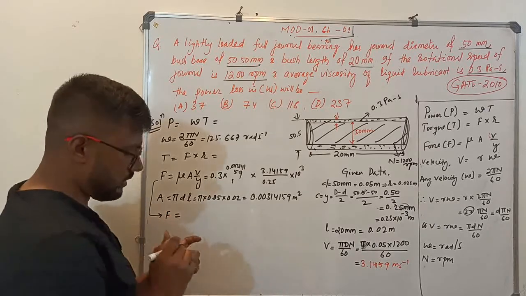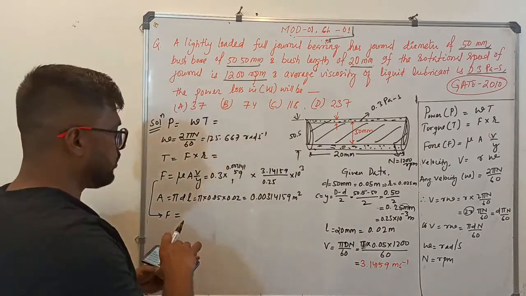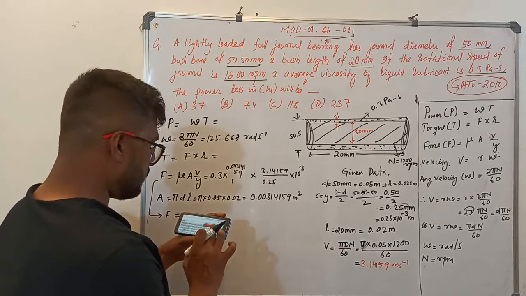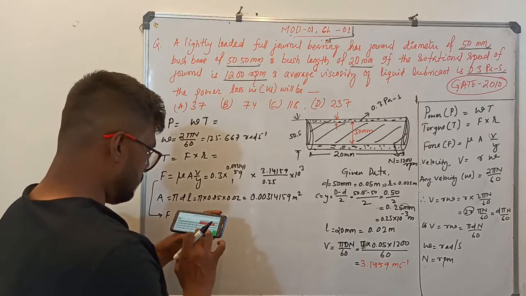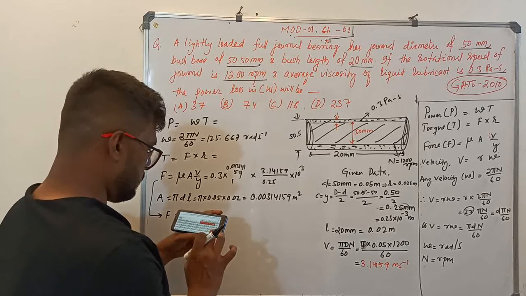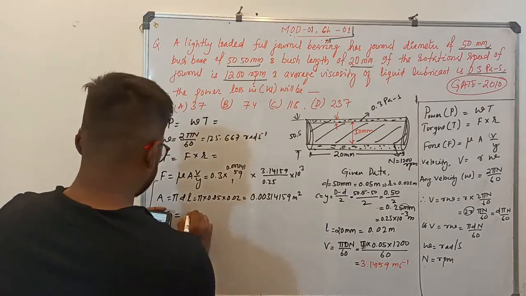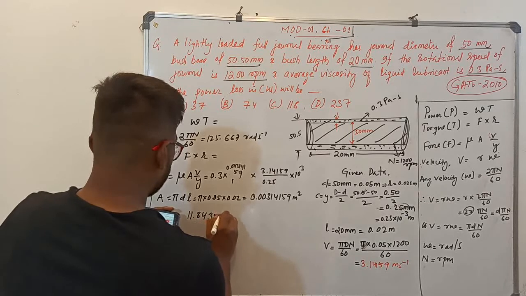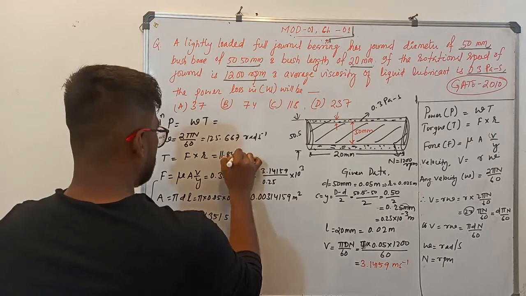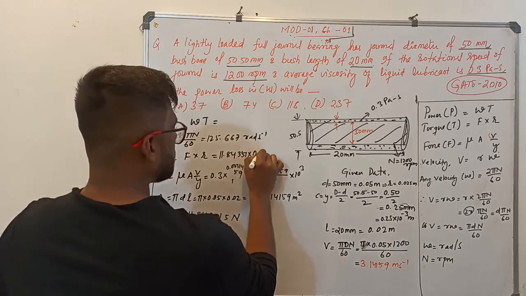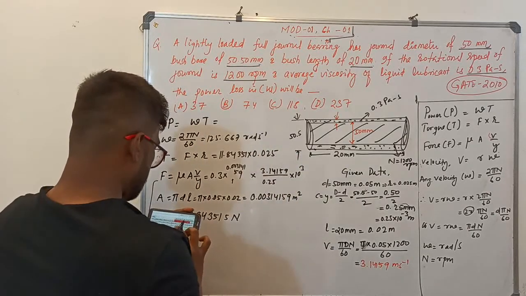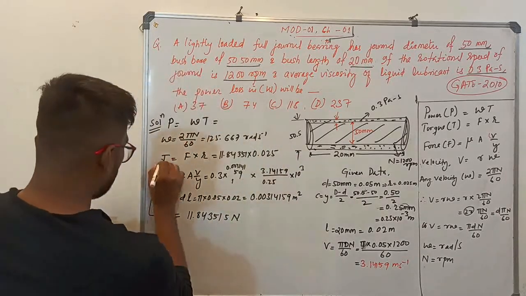How much is your F? After all these formulas, how much is your F? Come on, tell me what answer you are getting. 3.14159. You can pause the video and calculate. Okay, what I am getting for force is 11.843515 Newton. Now use this force, 11.84351 into your R, that is 0.025. How much are you getting for torque?